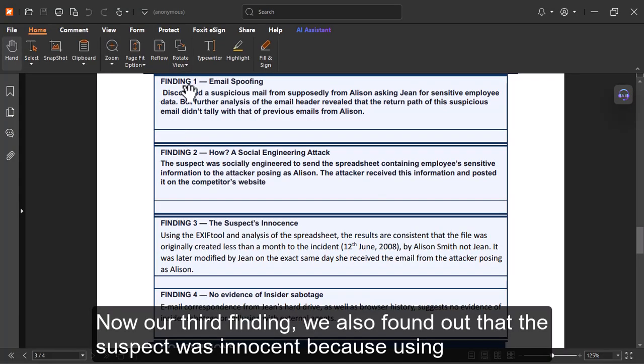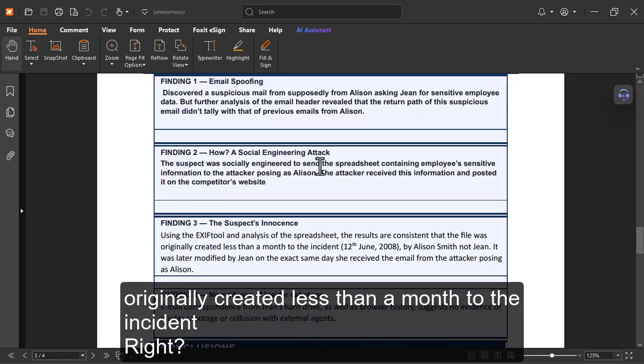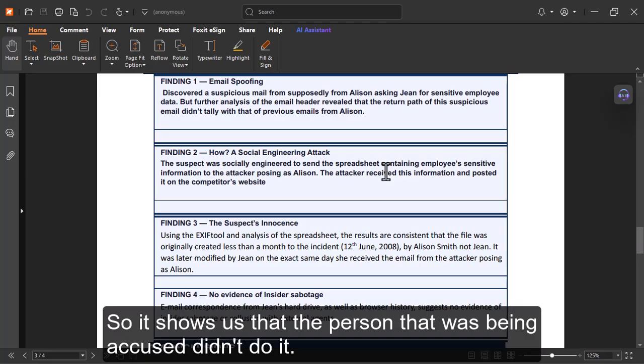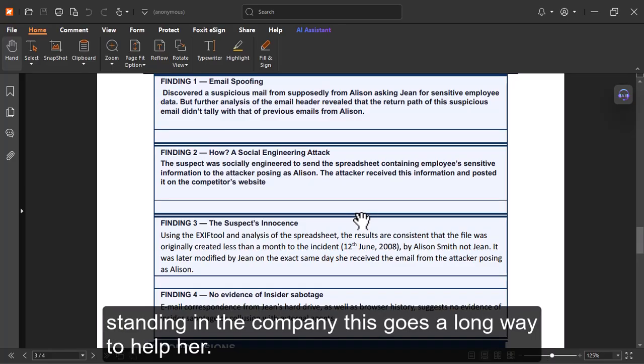Now, our third finding: we also found out that the suspect was innocent, because using the EXIF tool and analysis of the spreadsheet, the results are consistent that the file was originally created less than a month to the incident, right? So it shows us that the person that was being accused didn't do it. And it really helps because if she was about to lose her standing in the company, this goes a long way to help her.